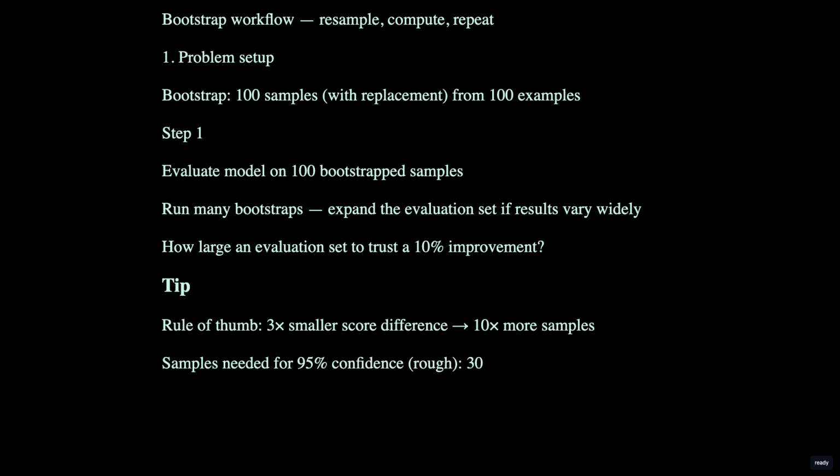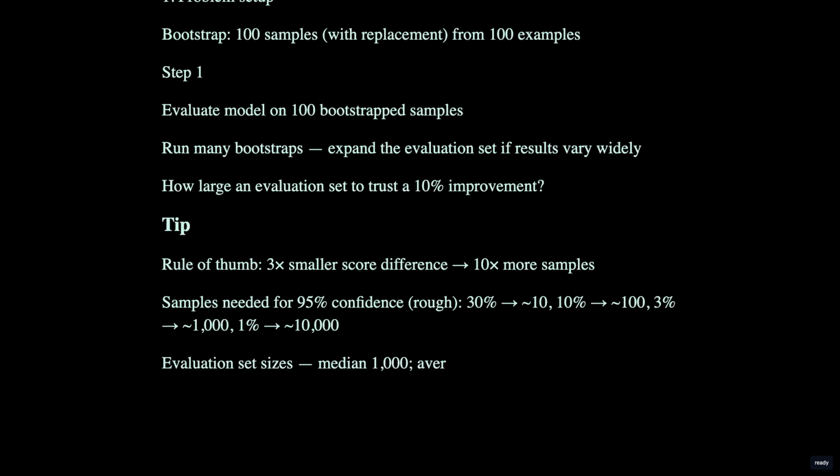This is a rule of thumb for how many evaluation examples you need to be 95% confident that one system is better than another. Large gaps, around 30%, need only about 10 examples, but as the difference shrinks, you need many more: 100 for 10%, 1,000 for 3%, and 10,000 for 1%. The key idea is that detecting smaller performance differences requires exponentially larger sample sizes.